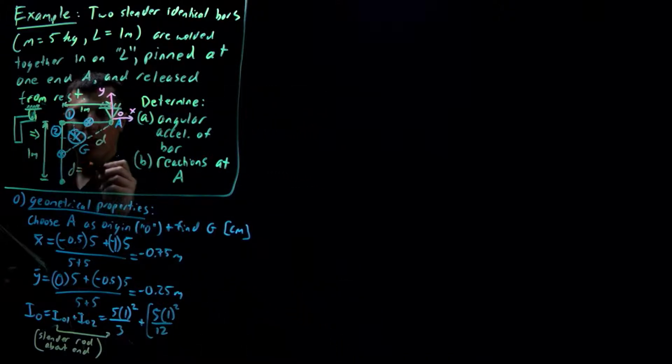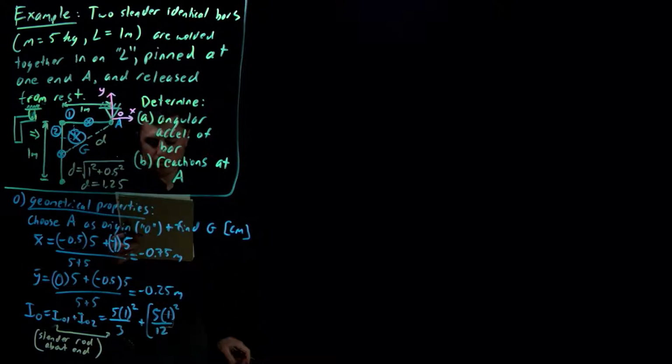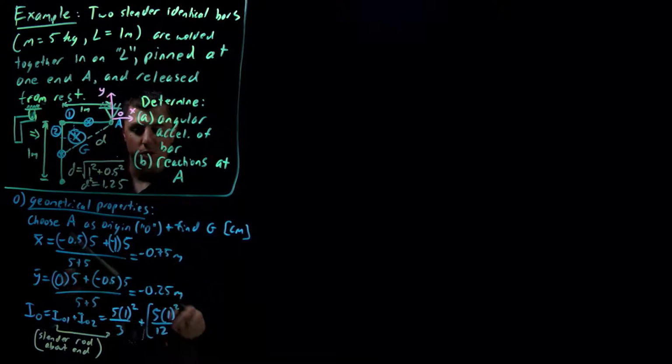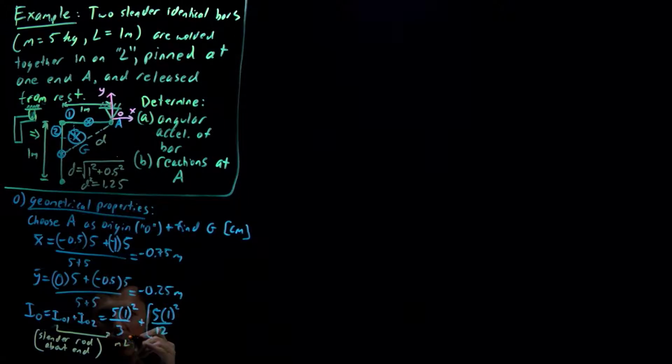The distance here, that's the hypotenuse, so it's going to be the square root of 1 squared plus 1/2 squared, which is 1 1/4. Sorry, distance squared is 1 1/4. We'll keep it as distance squared because it shows up in our parallel axis theorem. I put the whole formulas down here. This is ml squared over 3, all for object 1.